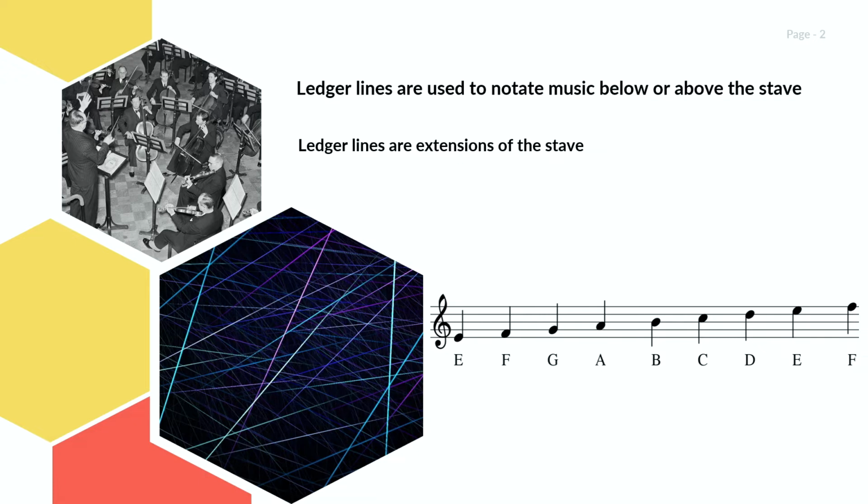To be able to understand the ledger lines and spaces, I recommend you first to understand the name of the notes in the treble and bass clef. Watch my video about the notes on the treble and bass clef if you haven't done so. I will leave a link in the description below.